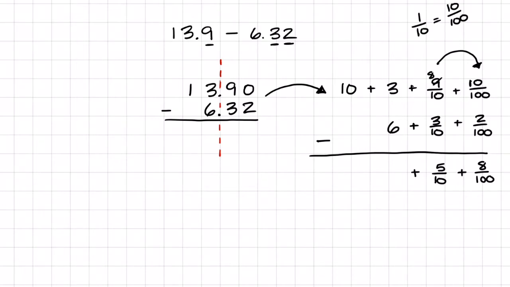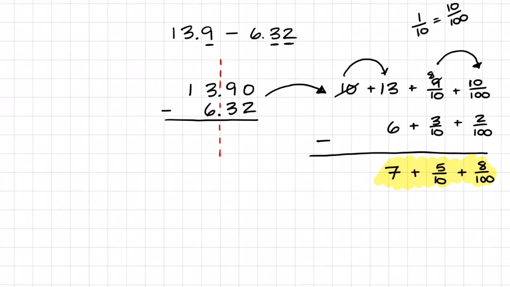Come here to my ones. Once again with my ones, I'm trying to take 6 away from 3. Can't do it, so I'm going to get rid of my 10, and I'm really just going to take it and redistribute it over here. That 10 equals 10 ones, or I can say 13, because what that's saying is 10 plus 3. And now I can take 6 away from 13, and that'll give me 7. So if you look at my expanded answer here, where I should land is 7 and 58 hundredths.